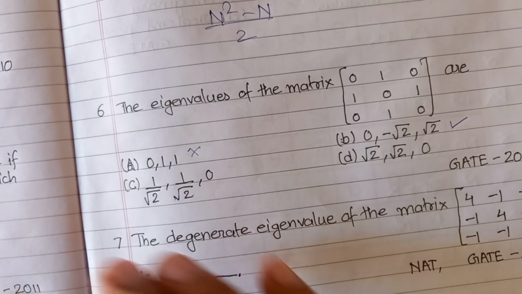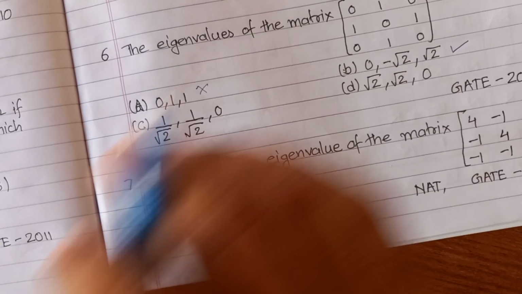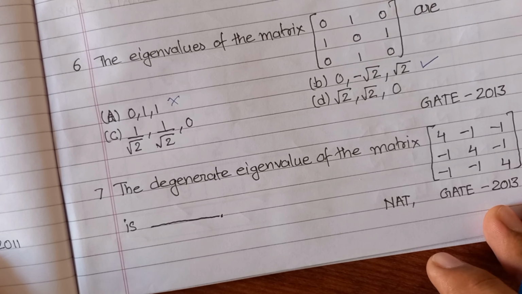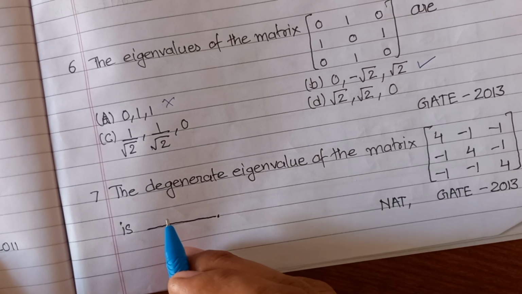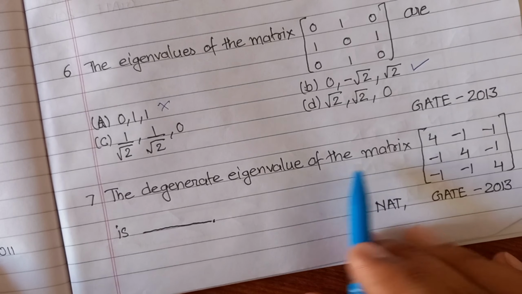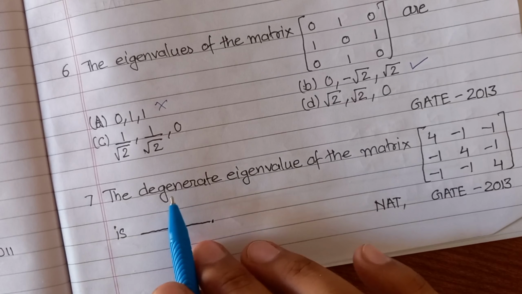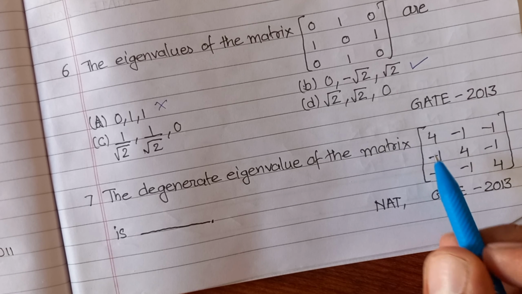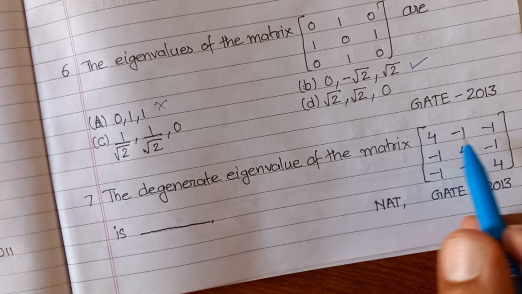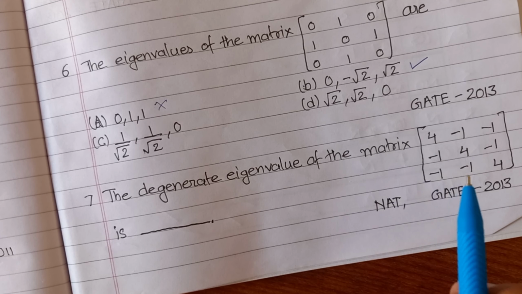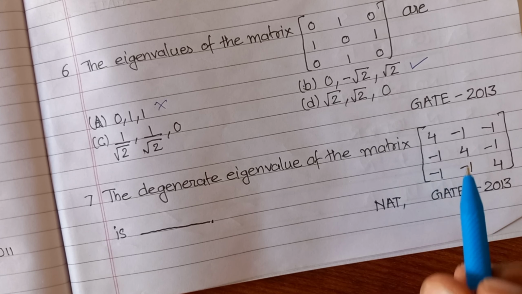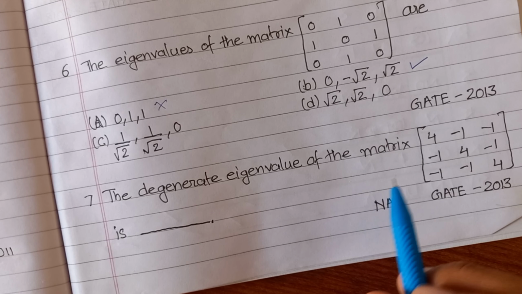The next question is a numerical answer type question from the GATE 2013 exam, and the question says that this is a matrix and we have to calculate the degenerate eigenvalue of the matrix. What do we mean by degenerate eigenvalue? This matrix is going to give us 3 eigenvalues. It is a 3x3 matrix, so it is going to have 3 eigenvalues, and either 2 or 3 of the eigenvalues are the same, and we have to write down that eigenvalue.